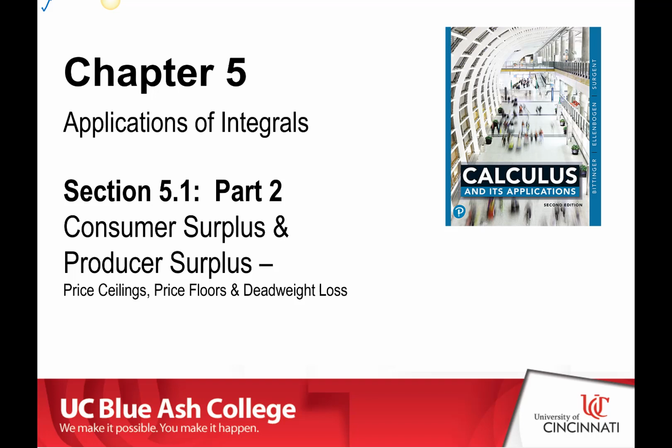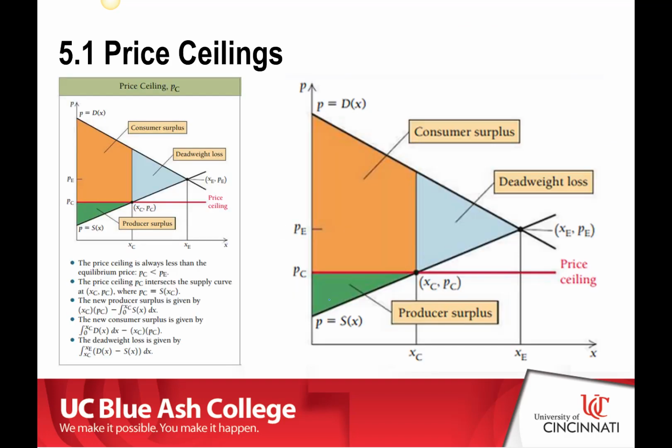The second movie for section 5.1. In this particular section, we're looking at consumer surplus and producer surplus. In this particular video, we're going to look at price ceilings, price floors, and deadweight loss. These are three very important ideas in economics. We'll take them one at a time.